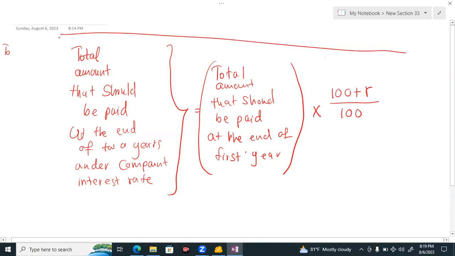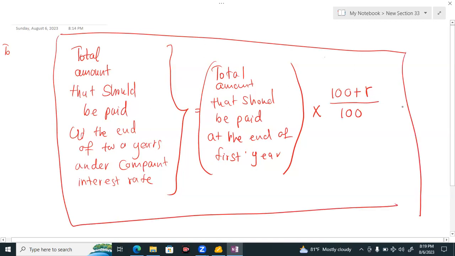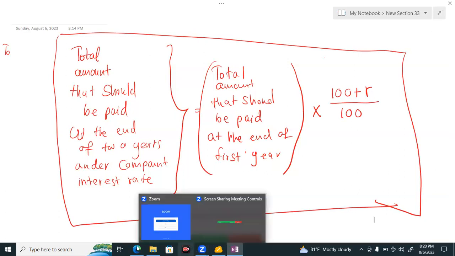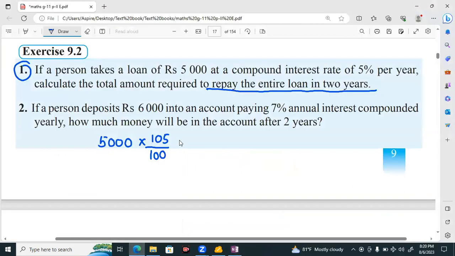This is what we use to do the calculation. Okay? If anyone is still unclear, write this down: the total amount that should be paid at the end of 2 years under compound interest rate is equal to the total amount that should be paid at the end of the first year multiplied by 100 added R, that means the compound interest rate added to 100, upon 100. Then this is again multiplied by 105 upon 100. Okay. Then zeros are cancelled.